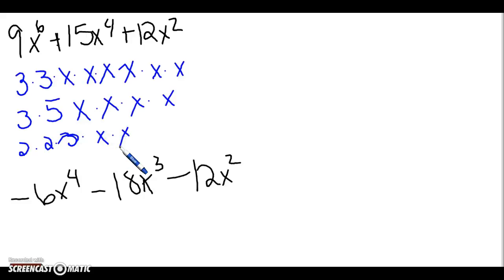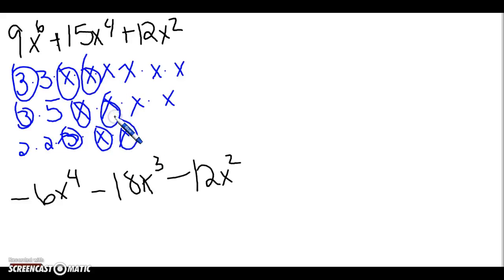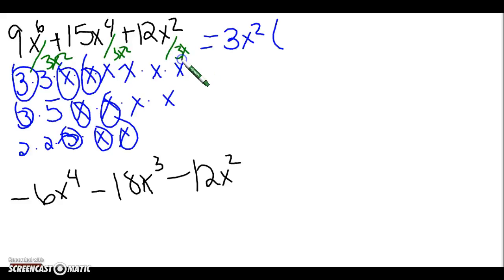Okay, so each one has been broken down. And so I see everybody has a 3, everybody has an x, and everybody has another x. So I'm going to pull out a 3x squared. Okay? And so now from each one of these, I'm going to take the 3x squared out. So it's like dividing. So we'll put that here. 3x squared, 3x squared, 3x squared.